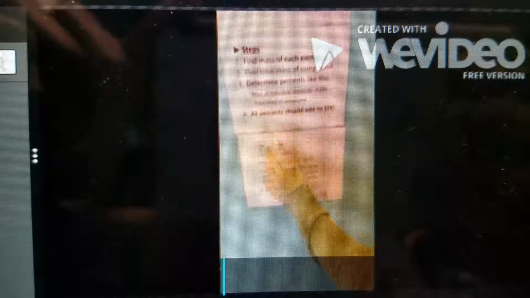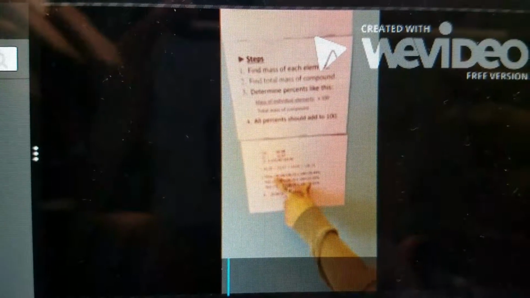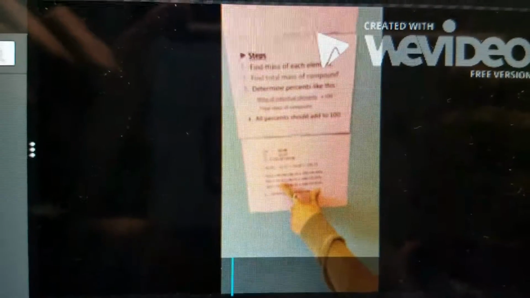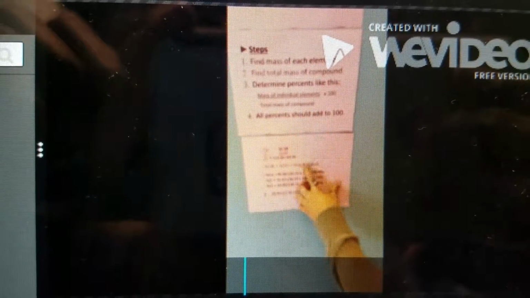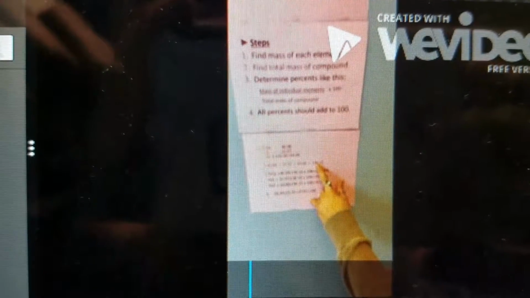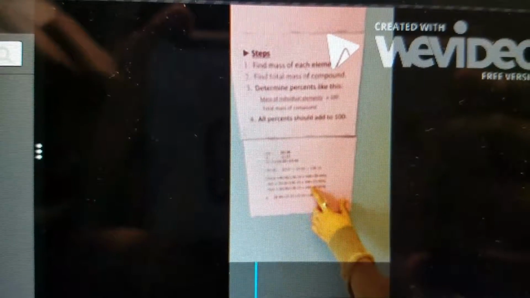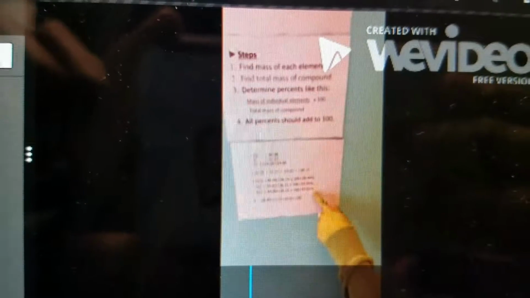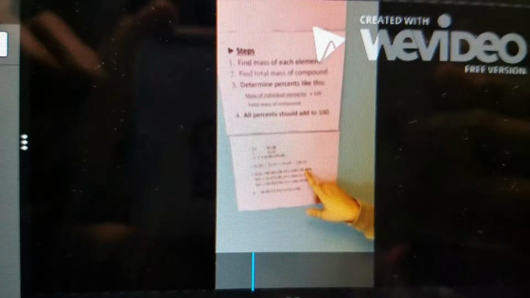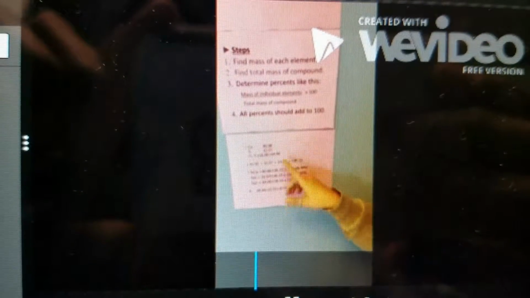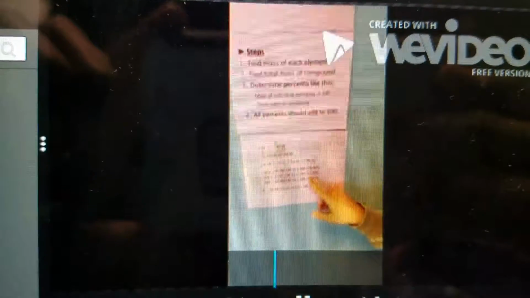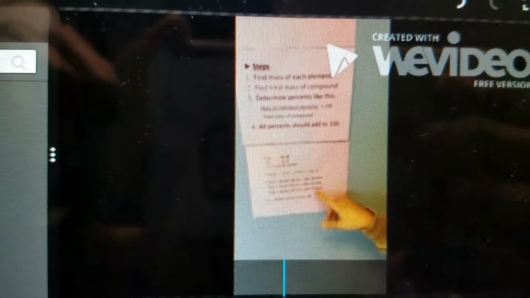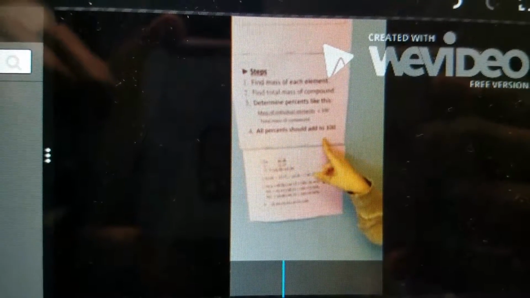You take the mass of the individual elements. So you take 40.08, 32.07, and 64.00, and you divide them by the total mass of the compound, which is 136.15. So you divide all of those, and then you multiply them by 100. Whatever you get at the end is the percent of that element. So for Ca, it's 29.44%, for S it's 23.55%, and for O it's 47.01%. You know this is correct once all percents add up to 100.